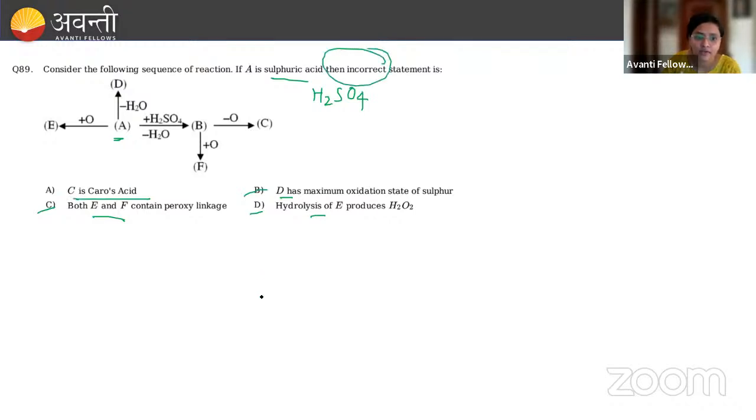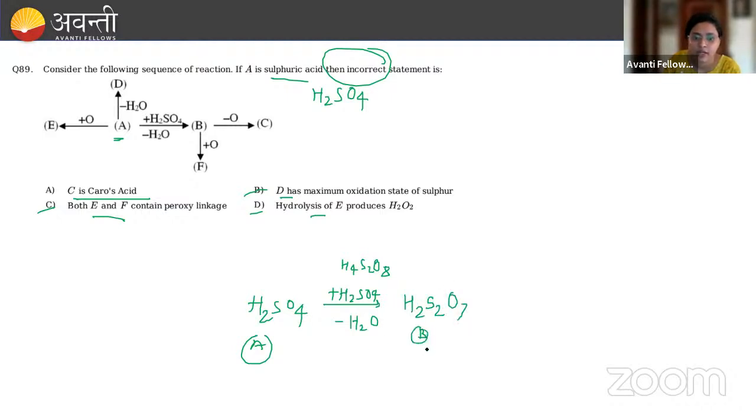So here when you will write H2SO4, ठीक है, यहाँ पे क्या है? A है ये, इस पे क्या लिखा हुआ है? प्लस इसमें H2SO4 कर दो, प्लस उसमें H2SO4 करोगे आपको क्या मिलेगा? H4S2O8. लेकिन उसमें से माइनस करना है H2O को. अगर उसमें से H2O को माइनस करोगे तो क्या मिलेगा? H2S2O7. That is B. ओके, उसमें आप प्लस O करो, आपको क्या मिलेगा? H2S2O8. उसमें से आप माइनस O करो, आपको मिलेगा H2S2O6.